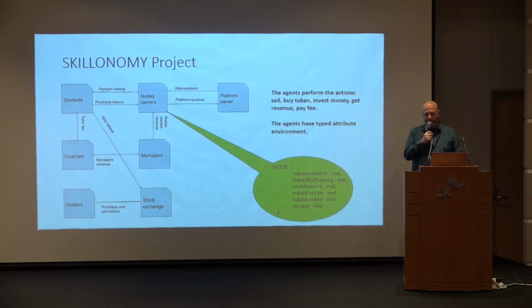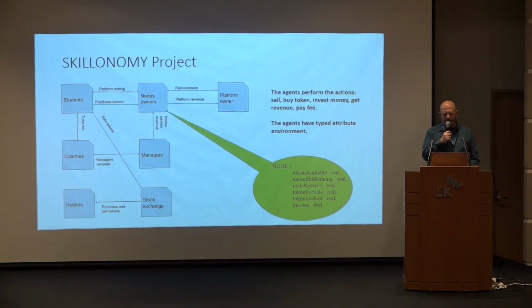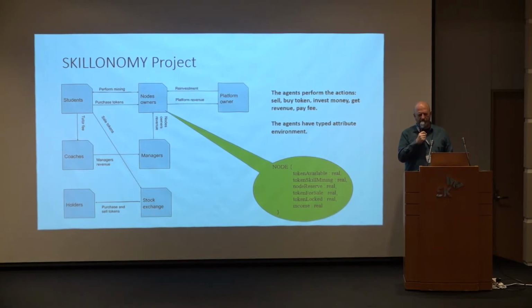This is an example of the agents in the Skilonomy project. There are 7 types of agents. We have the main agent, the platform owner. He created the platform for online skill education and sells the nodes. Node owners provide the skill education service to the students, who perform skill mining. They pay for the education and obtain an award for successful education.